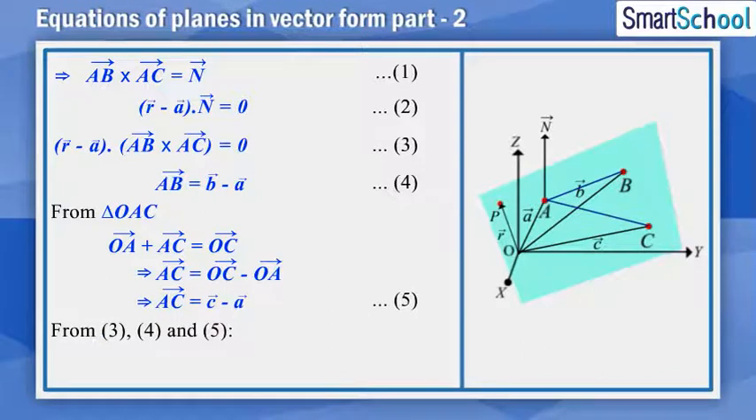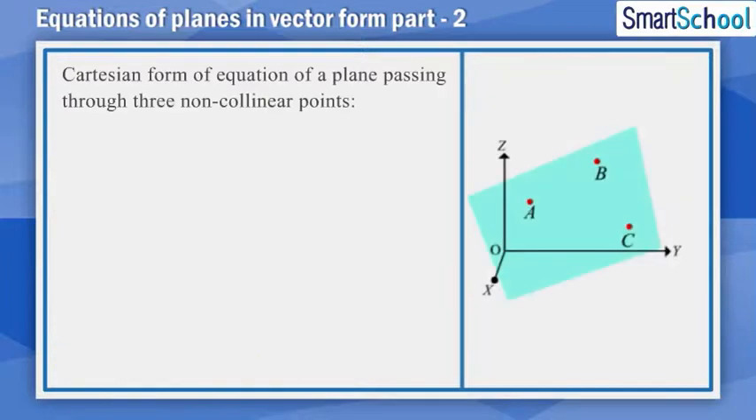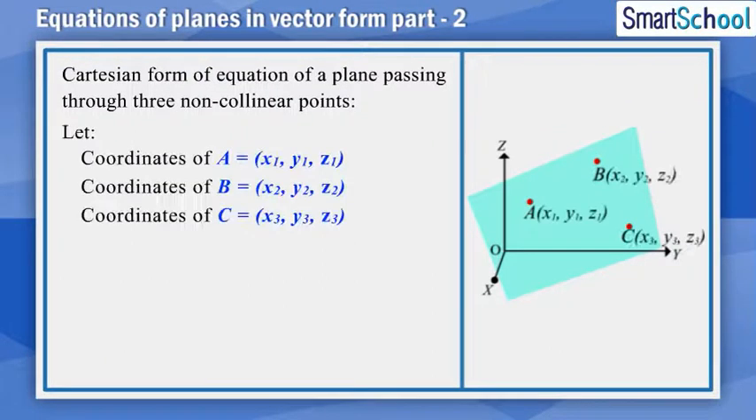Substituting the values of vector AB and AC from equations 4 and 5 in equation 3, we get equation 6, which is the vector equation of a plane passing through 3 non-collinear points A, B and C. Let us now derive the Cartesian form of the equation of a plane passing through 3 non-collinear points. Let the coordinates of point A, B and C be as shown.